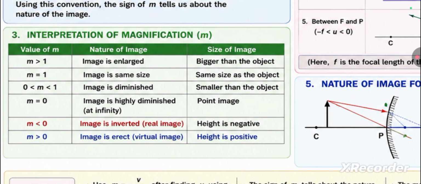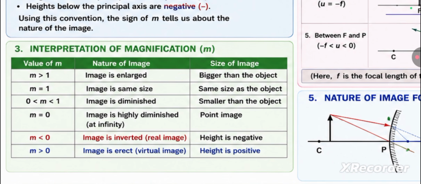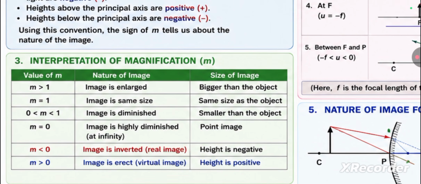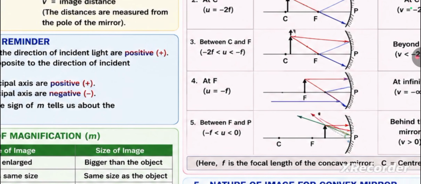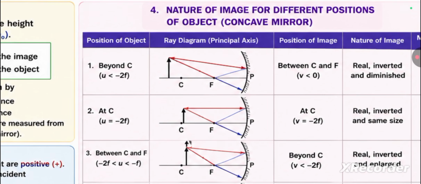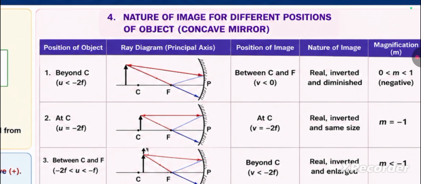Suppose m is less than 0, the nature of the image is inverted. That means a real image, and the height is negative. Suppose m is greater than 0, the image is erect. That means a virtual image, and the height is positive. Okay, these are all the interpretations of magnification, to make the topic easy to understand. And now we will see the nature of the image for different positions of the object.